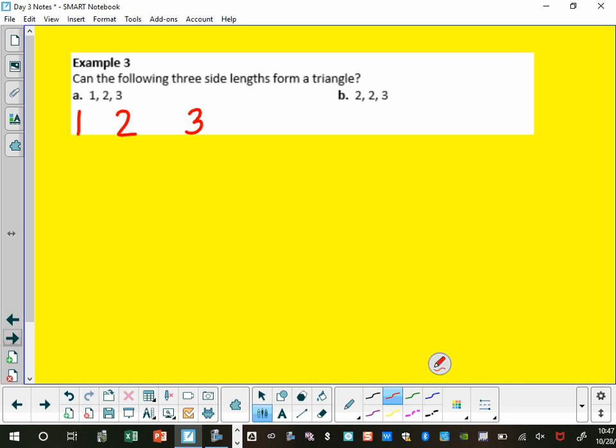What I want to do is I want my first two sides to add up to be larger than my third side. Write that part down. 1 plus 2 is greater than 3. Now let's solve. What's 1 plus 2? Is 3 greater than 3? No. 3 is equal to 3. So that means that these three numbers cannot make a triangle.